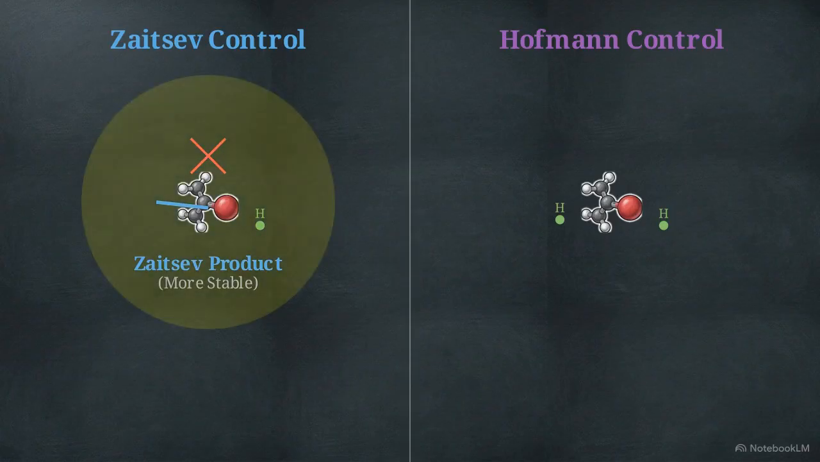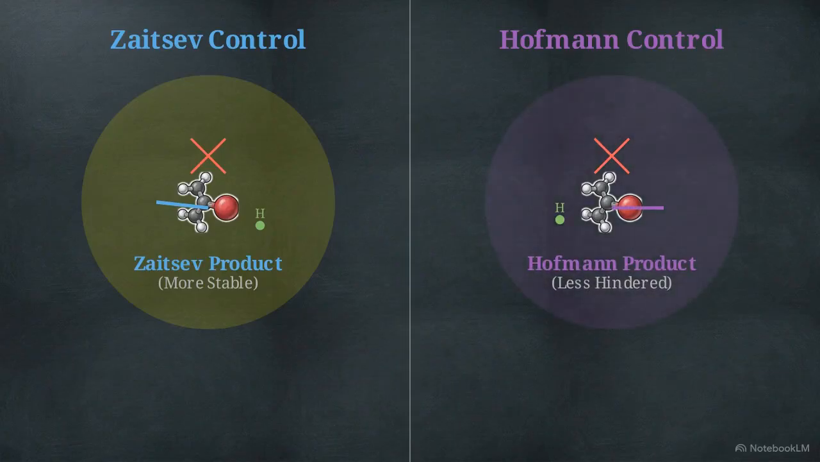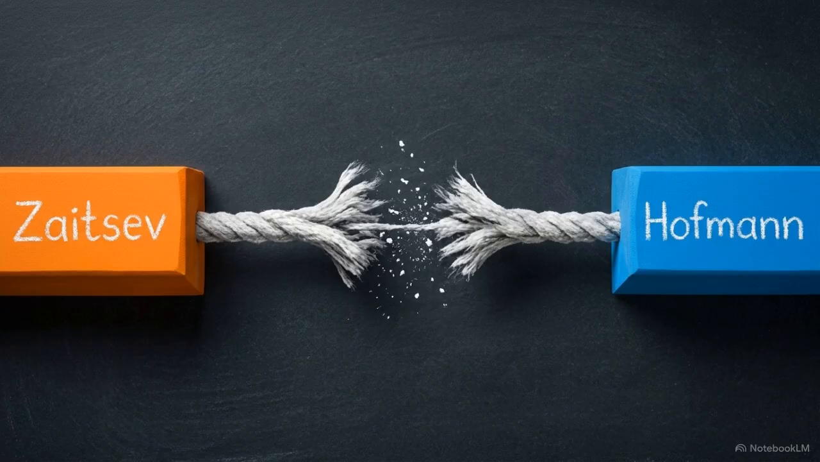Contrast that with the right side. A bulky base like tert-butoxide encounters internal steric resistance. It is forced to abstract a peripheral terminal proton instead, yielding the less substituted Hofmann product. The final product is the result of a constant tug-of-war between thermodynamic stability and kinetic accessibility.